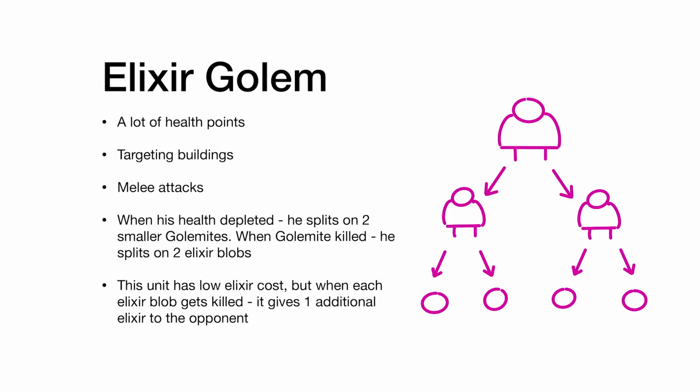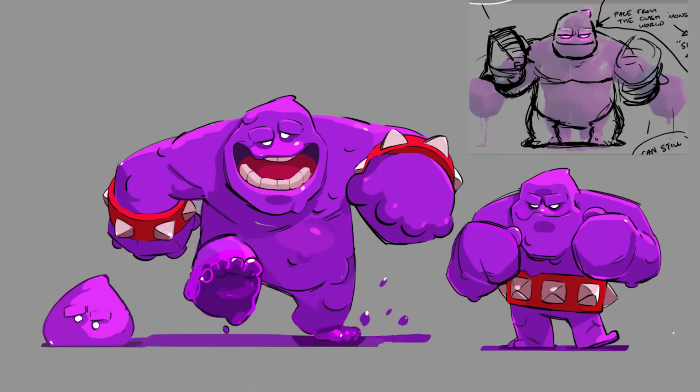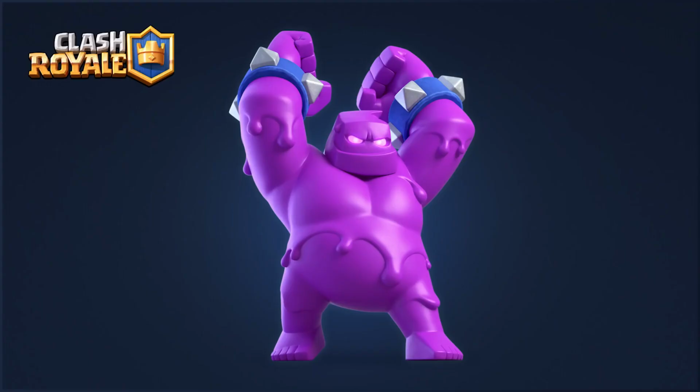But the thing with the Elixir Golem is that every time he dies, he splits into smaller Golemites, and then when Golemites get killed, they also split into elixir blobs. And when the blob dies, it gives one additional elixir to your opponent. And that mechanic made him the cheapest super tank in the game, with high risk and high reward gameplay. And it was pretty hard to explain, but if he splits so many times and gives elixir to the opponent at the end, obviously he should be made of liquid, which is elixir. And this is the final render here.